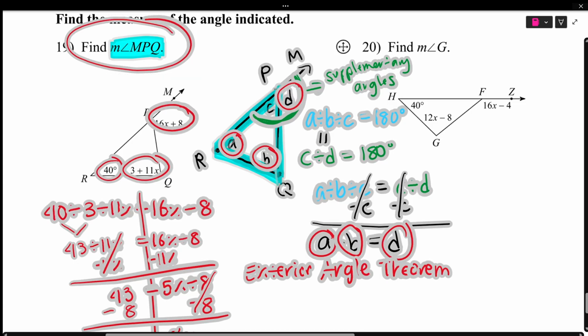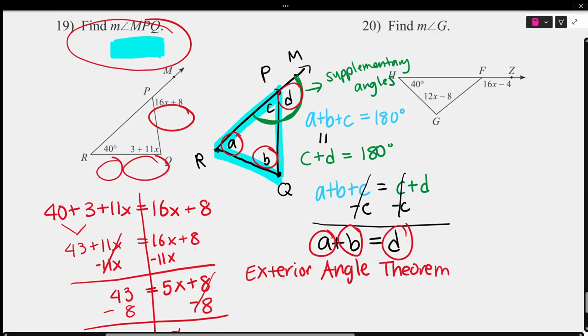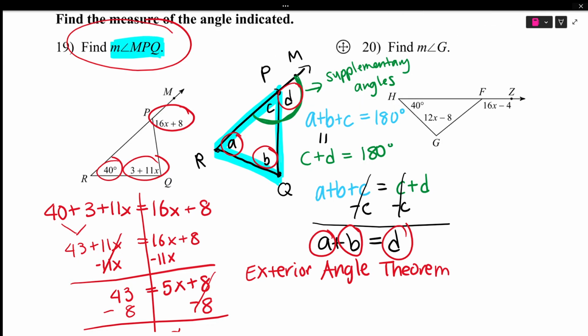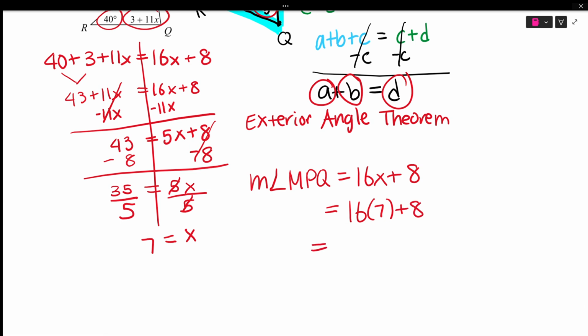Okay. But the question said find the measure of MPQ. So let's go ahead and plug it back in. MPQ is 16x plus 8. 16 and x is 7. So 16 times 7, that's 112. Plus 8. So our final answer here is 120.